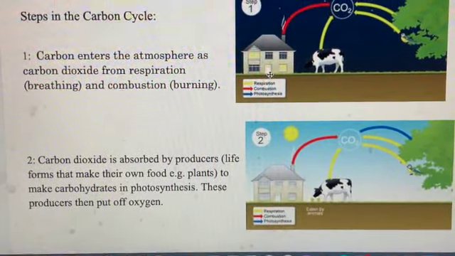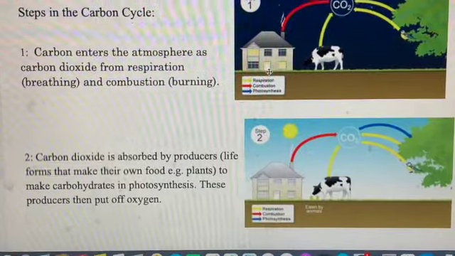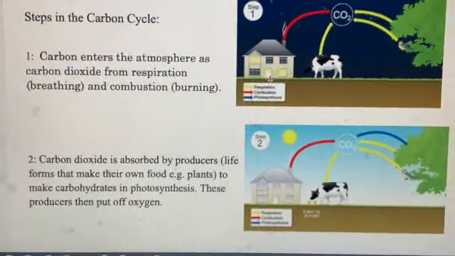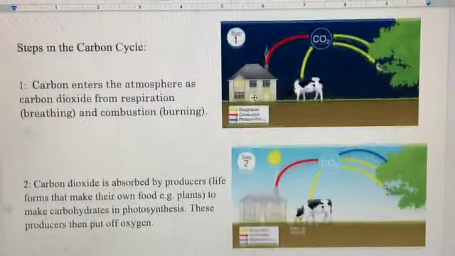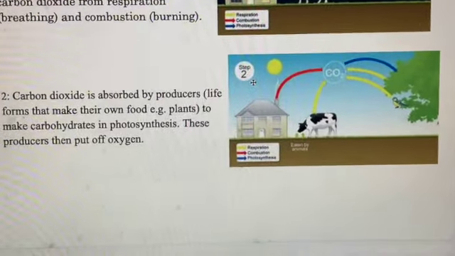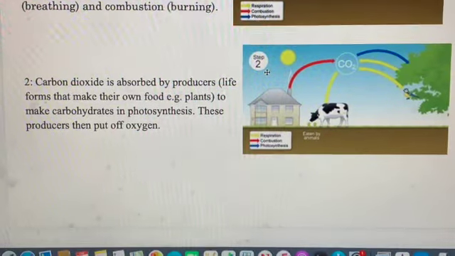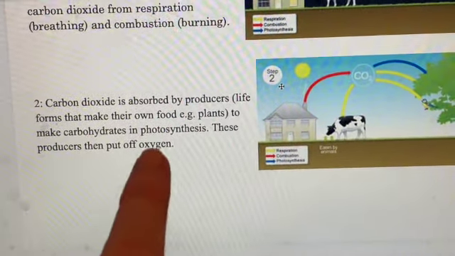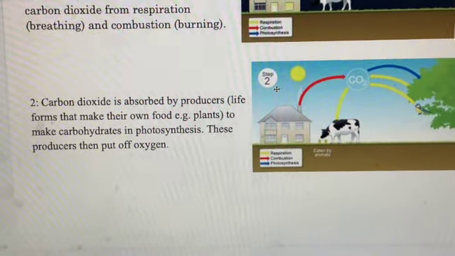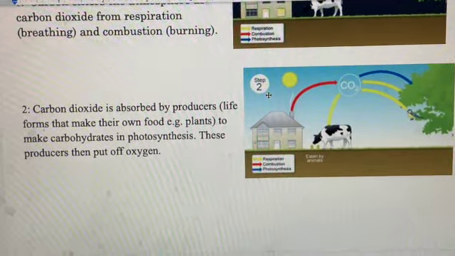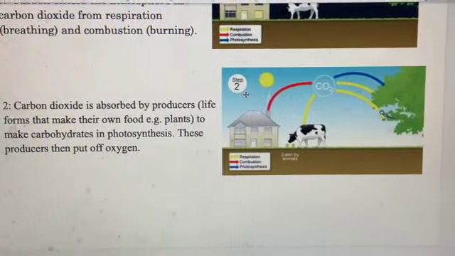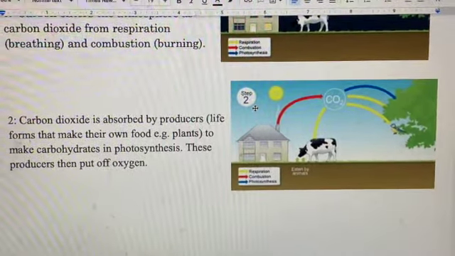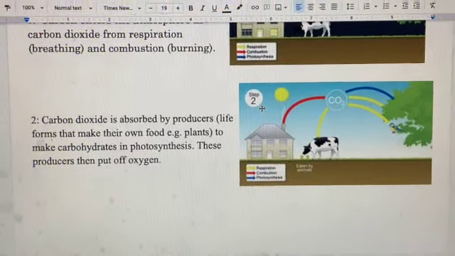Step two, carbon dioxide is absorbed by producers, life forms that make their own food, plants. Those plants have the ability of converting that inorganic carbon into organic carbon. These producers make carbohydrates in the process of photosynthesis, which we already talked about, and these producers will then give off oxygen. So our plants here are taking in that CO2, giving off oxygen.